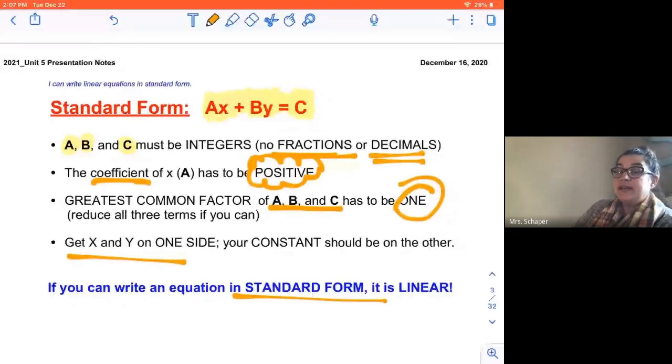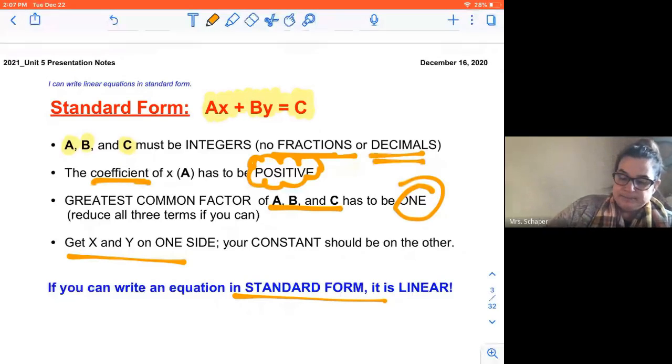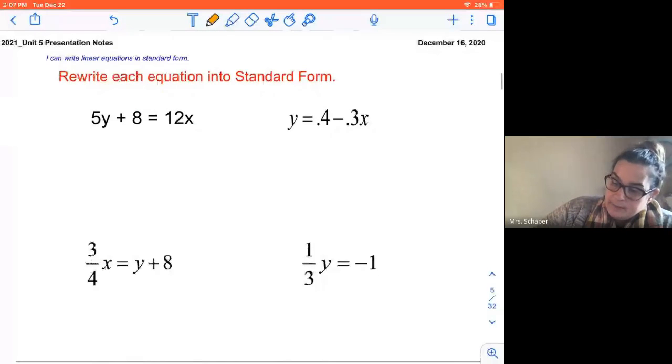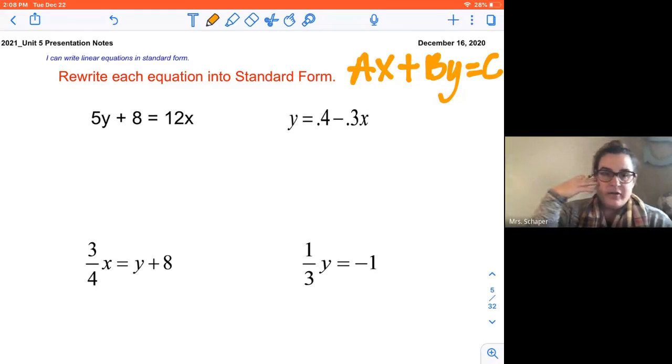So what we're going to do is take some time to practice that, and then you're going to get some time to work. So here we go. We want to rewrite each equation into standard form. So I'm going to write AX plus BY equals C at the top of this, so I remember that that's how I need to do this. That means I need to have X and Y on the left and the non-X or Y number, which is the constant, on the right.